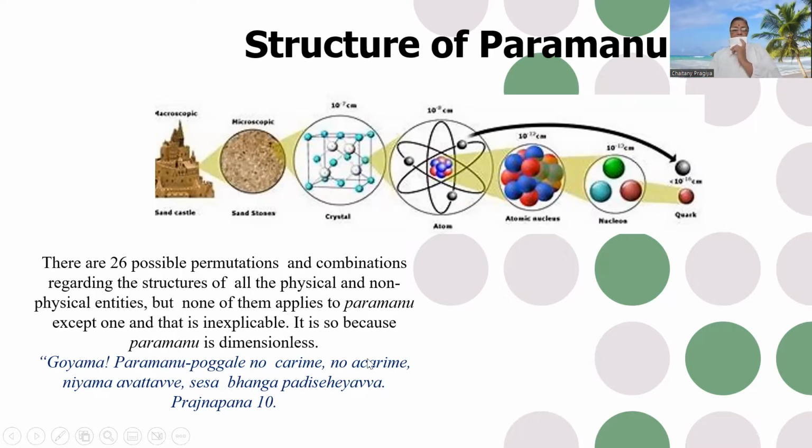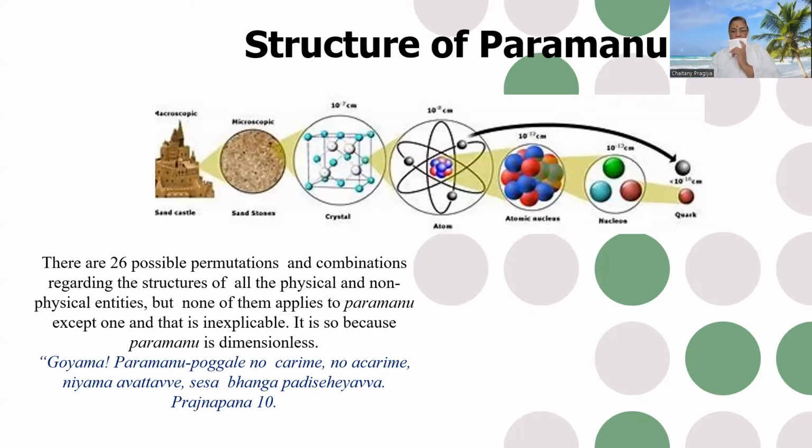in Jainism, especially in the context of the physical entity. So we see that 26 types of possibilities of different structures have been discussed in this particular chapter. But so far as the structure of Paramanu, or you can say the last indivisible unit of an atom, is concerned, it is shown that it is without any dimensions. It means it has no end, no middle, and no structure or no dimension. So it is a dimensionless entity.